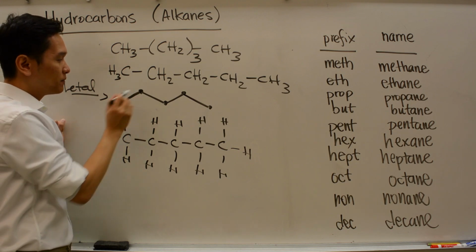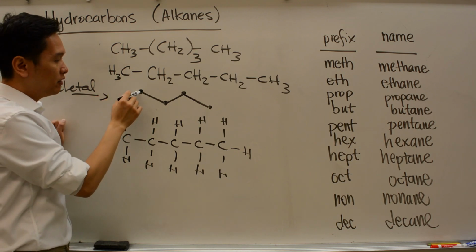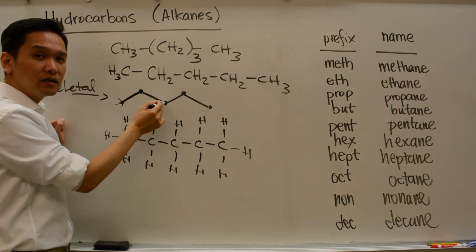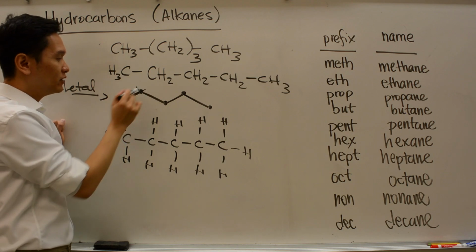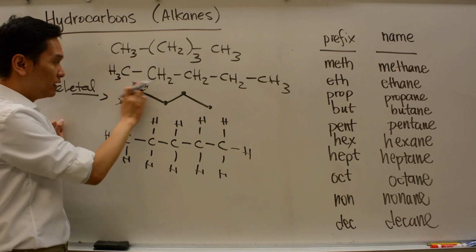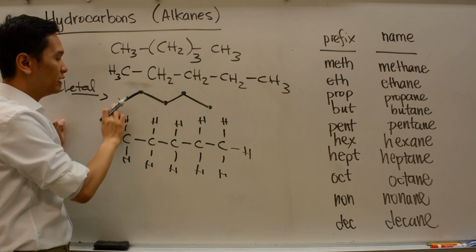How about this one? If you're in the middle, you have already one bond to carbon, another bond to carbon. How many bonds do you have left? 2, right? 1, 2. These are invisible hydrogens. But again, in a skeletal structure, we don't draw in the hydrogens.